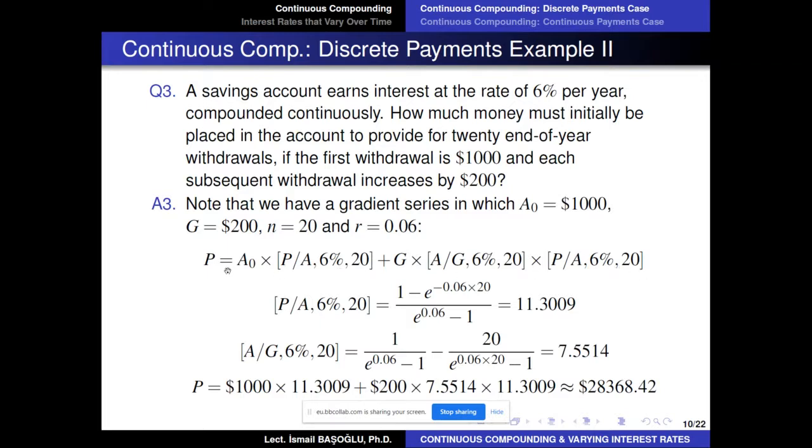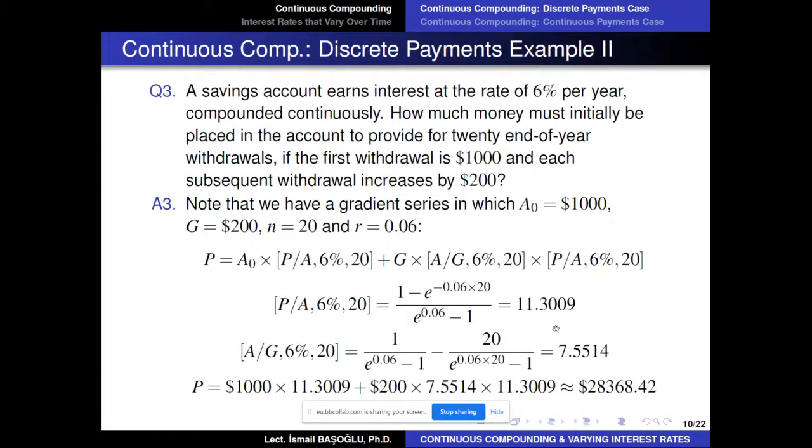Actually, this is how we were solving such questions in discrete compounding as well. However, the only thing that changes here is that instead of ordinary brackets, we are using square brackets. So we need to use the continuous compounding formula. According to the previous pages, the uniform series continuous compounding formula was developed as 1 minus e to the power minus Rn divided by e to the power R minus 1. And under continuous compounding, the gradient series formula was formulated as 1 over e to the power R minus 1 minus n divided by e to the power Rn minus 1.